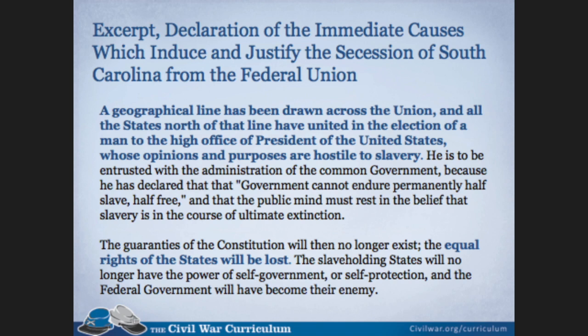So there's an argument out there today that says that the Civil War was only about protecting states' rights, and that it wasn't about slavery. That is revisionism. That is not true. The Civil War was specifically fought to protect slavery in the South.